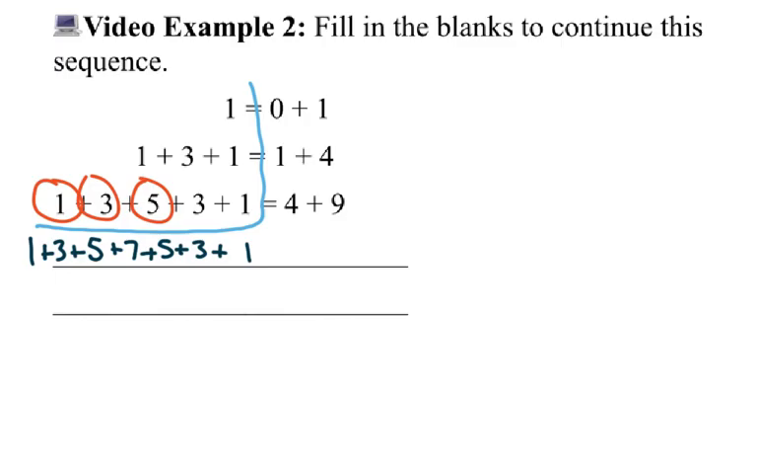The next number up from 7 in our odd numbers is 9. And so we will have 1 plus 3 plus 5 plus 7 plus 9, and then we'll go back down, plus 7 plus 5 plus 3 plus 1. And so that gives us our 2 lines on the left that are filled out.